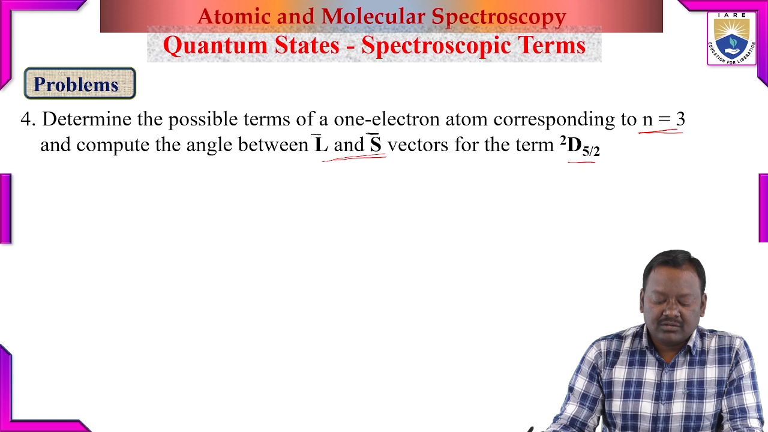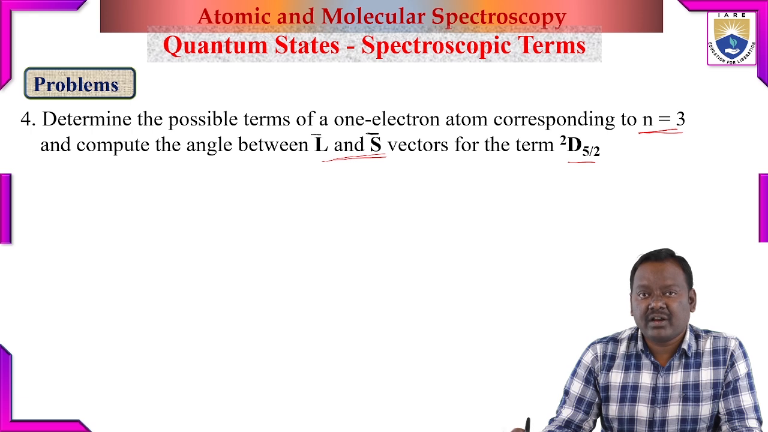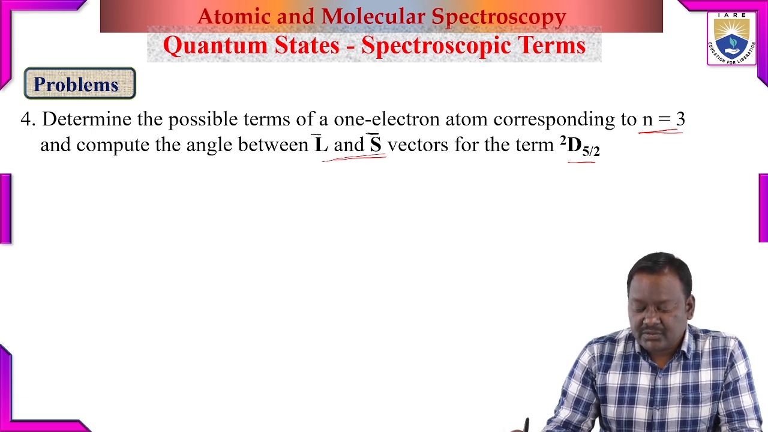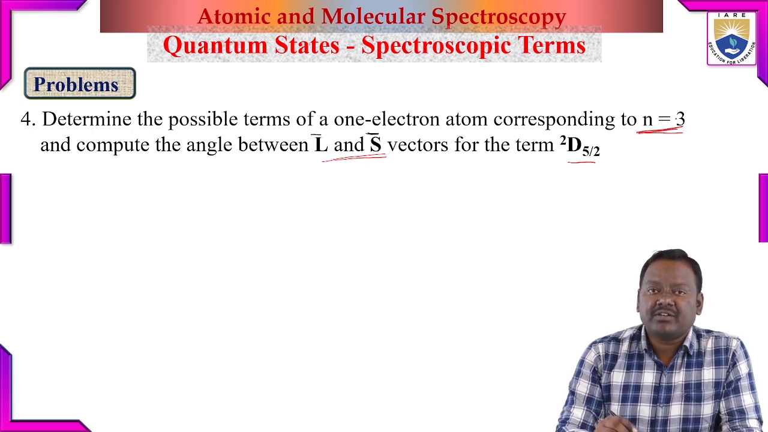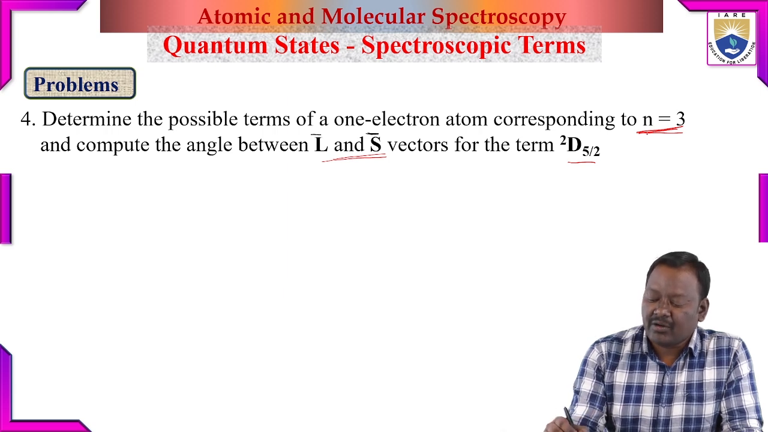Okay, now let us see the fourth problem. Determine the possible terms of a one electron atom corresponding to n equal to 3 and compute the angle between L bar and S bar vectors for the term 2D 5 by 2. So here n equal to 3. That means the electron, that is also a single electron, is present in the atom, and that electron is revolving in the third orbit. That means n equal to 3.